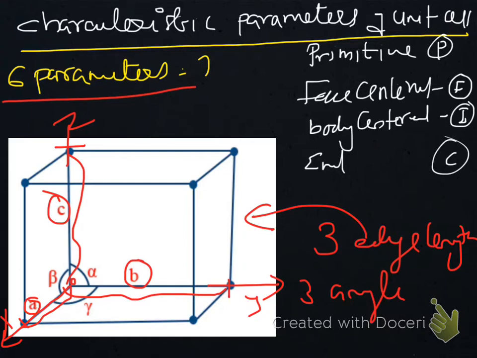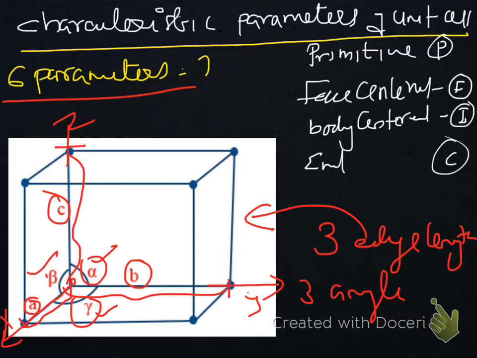And 3 angles: alpha, beta and gamma. Between y and z is alpha, between x and z is beta, between x and y is gamma. These are the 6 parameters which we need to represent a unit cell.